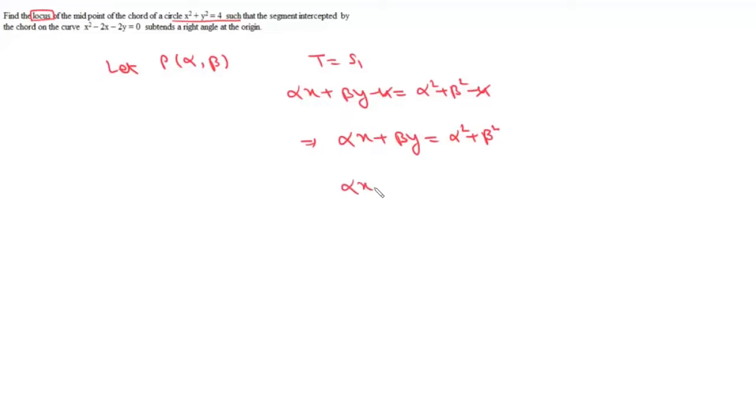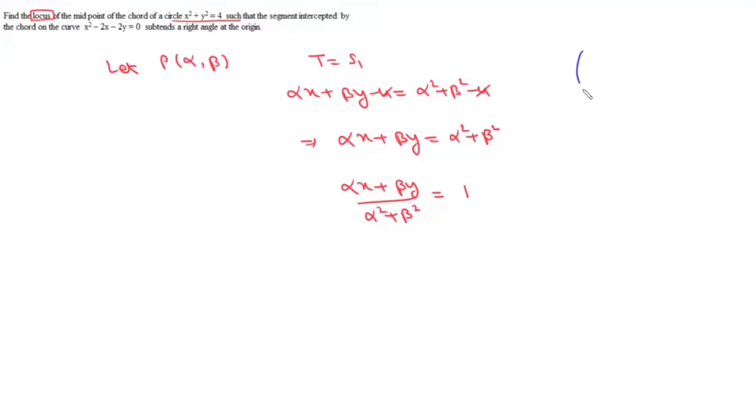Now we know that if we are given midpoint, then we can write equation of this chord as T equals S1. Now this T will be alpha x plus beta y minus 4, and that will be equal to alpha square plus beta square minus 4. Now this 4 and 4 will cancel. So equation of this chord will be alpha x plus beta y equals alpha square plus beta square, or we can write this as alpha x plus beta y upon alpha square plus beta square is equal to 1.